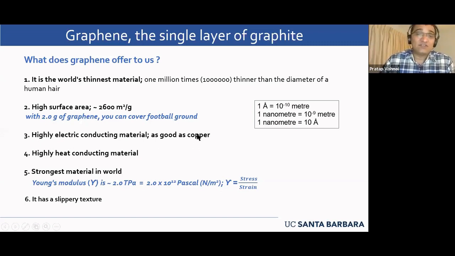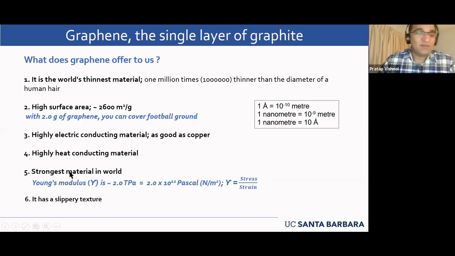It is also a highly electrically conductive material, as good as copper. Sometimes if you have a high quality graphene, it will become better than copper. And copper is one of the best electric conductors we use in wiring in houses and otherwise. Graphene also has high heat conductivity. What does that mean? Take this graphene sheet and warm this side a bit, and very quickly you see the other part of it is warm because the heat is conducted pretty quickly. These properties are not known in many materials, so this is quite unique.